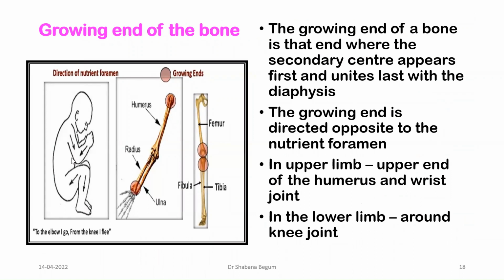So, in the upper extremity, the shoulder and the wrist end of the bones are the growing ends, and in the lower extremity, the knee end of the femur, the tibia, and the fibula is the growing end. The knowledge of the growing end is important in clinical practice because if injury or infection affects this area, it may make the bones stunted.